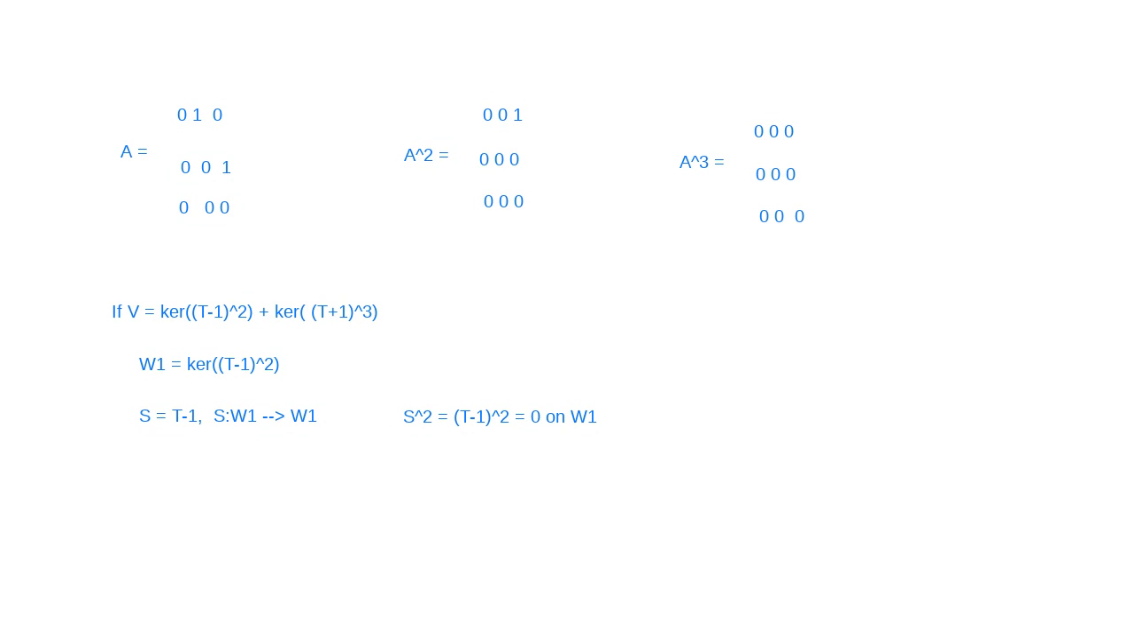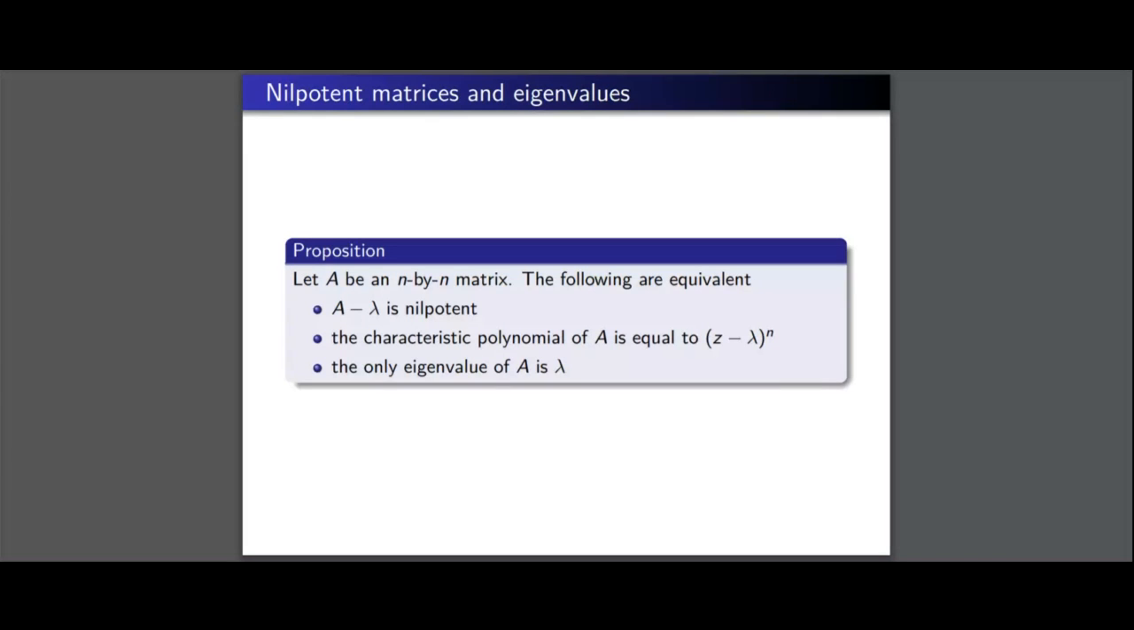We head back to the Jordan, right? So we have these three equivalent things. If A is an n by n matrix, the following are equivalent. A minus lambda is nilpotent, meaning A minus lambda to some power equals 0. Another condition is that the characteristic polynomial of A just looks like z minus lambda to the power n. Another way of saying that is the only eigenvalue of A is lambda.